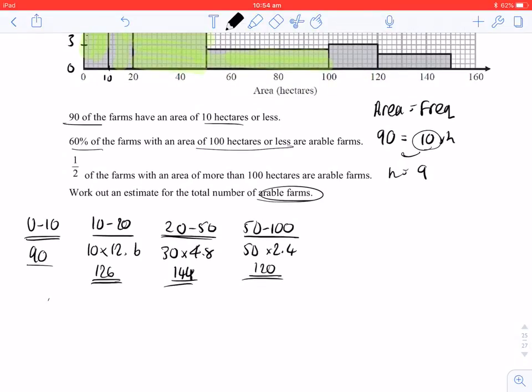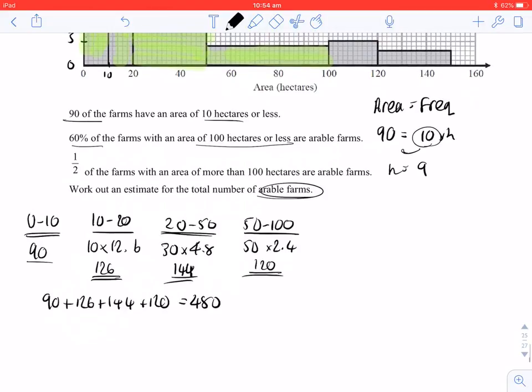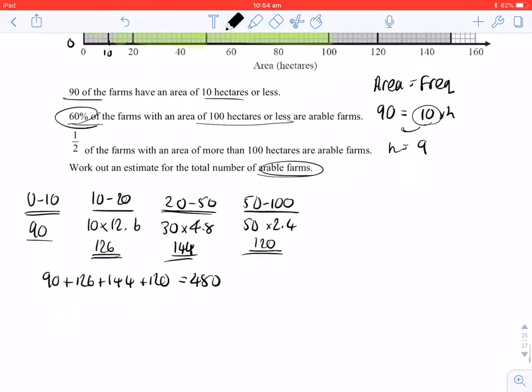By adding them all together, 90 add 126, add 144, add 120, we're going to get 480 farms. And if we're looking for 60% of them, 60 divided by 100 is going to be 0.6, so 480 times 0.6 is going to be 288 arable farms there.